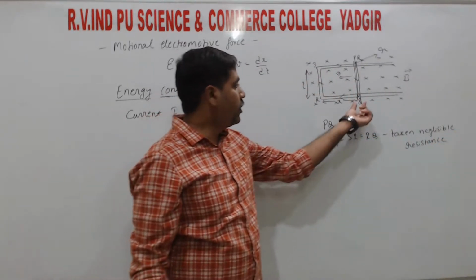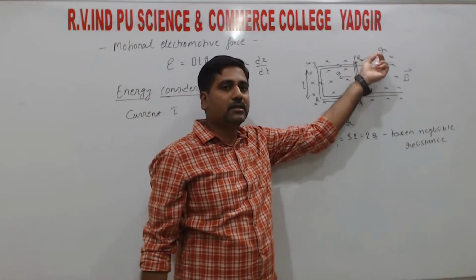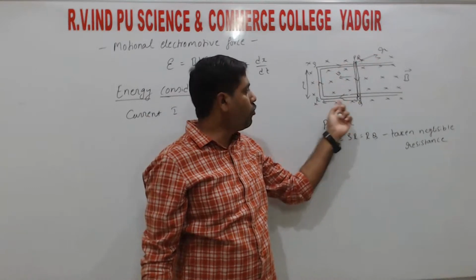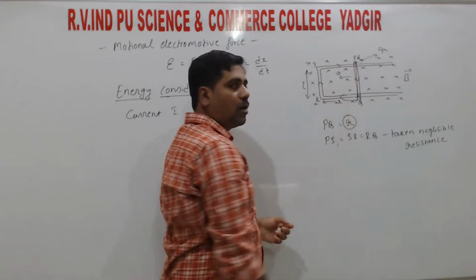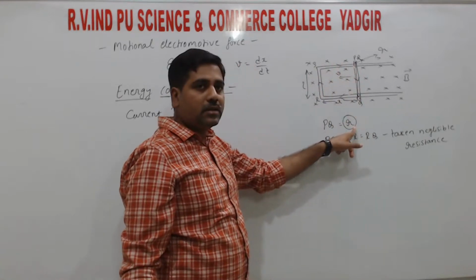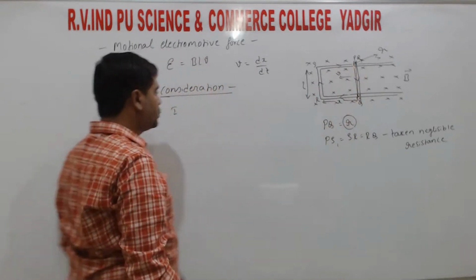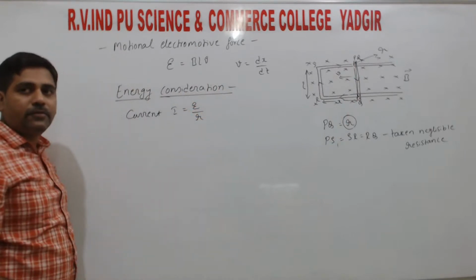So in motional EMF, since only one arm is moving, we consider the resistance of the conductor as R, and all the remaining arms as negligible resistance. Hence the overall rectangular loop has the resistance R. So the complete resistance in this loop is R, right? So the current which is flowing in the conductor is given by I is equals to E divided by R. That is from Ohm's law.